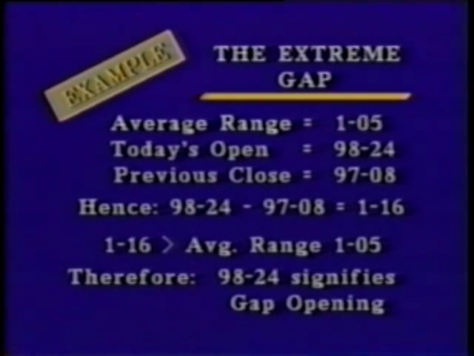We'll assume that today's open is 98.24, and that the previous close was 97.08. This means there's a difference of 1 and 16/32, or 1.5 points. The average range is only 1.05. The gap is 1.16. Therefore, it is what we call an extreme gap.